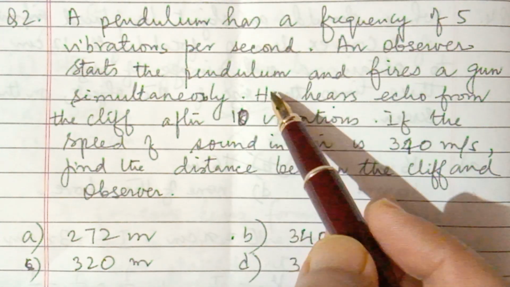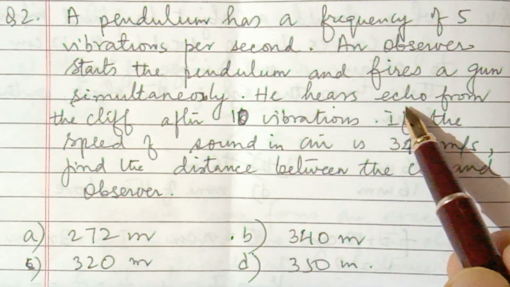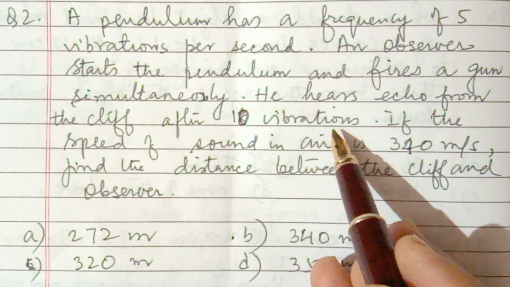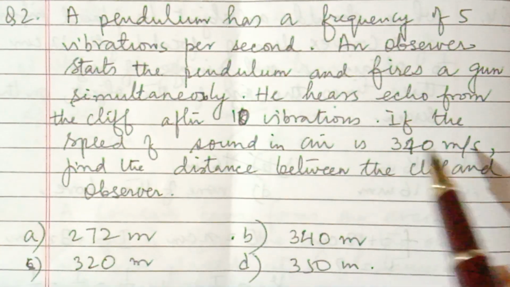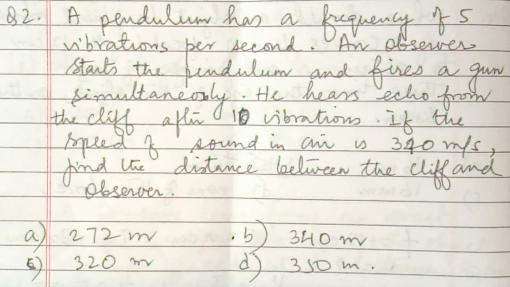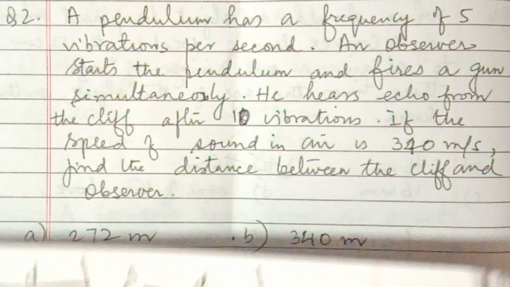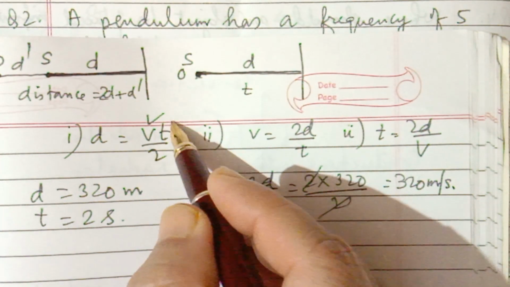An observer starts the pendulum and fires a gun simultaneously. He hears echo from the cliff after 10 vibrations completed. If the speed of sound in air is 340 meter per second, find the distance between the cliff and the observer. So here also a person produces sound, he fires a gun and he hears echo at the same point. So you can use this formula, but you have to find the distance.